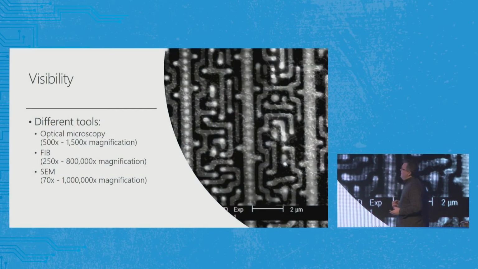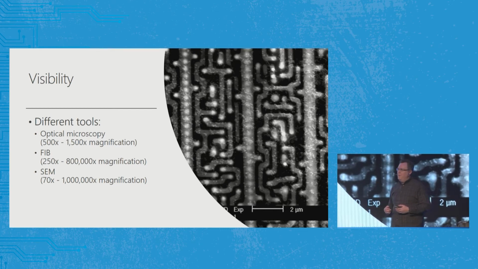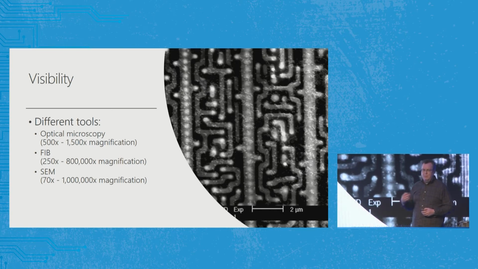We have a number of tools in our arsenal. When it comes to visibility, the 3 big pieces are the optical microscope, which gives us somewhere between 500 and 1500 times zoom, a FIB, which is a focused ion beam, which gives us somewhere between 250 and 800,000 times magnification, and then a SEM, a scanning electron microscope, which gives us 1,000,000 plus magnification.